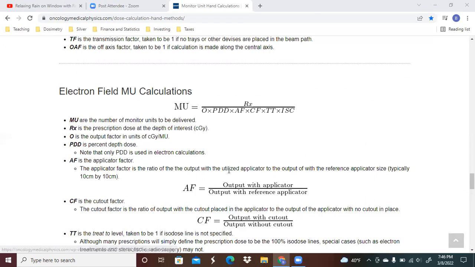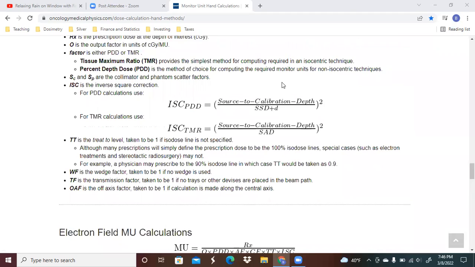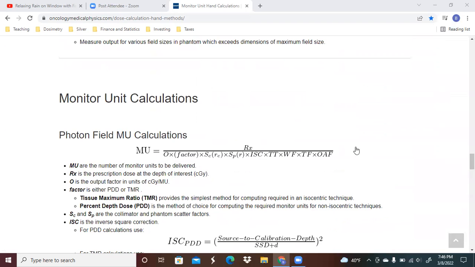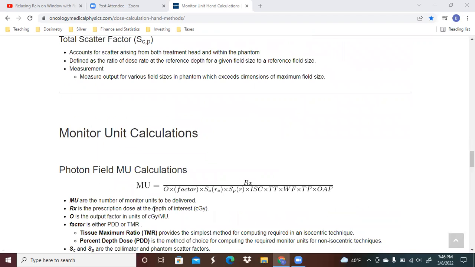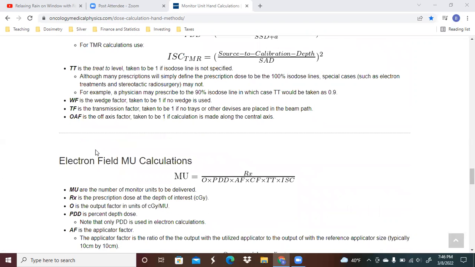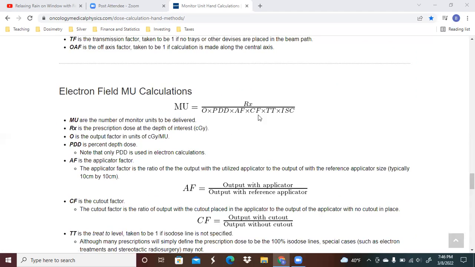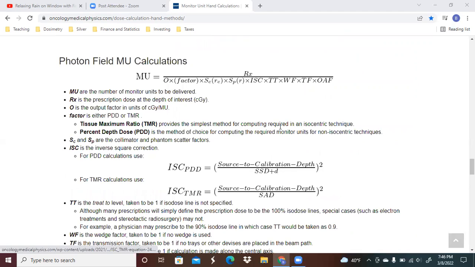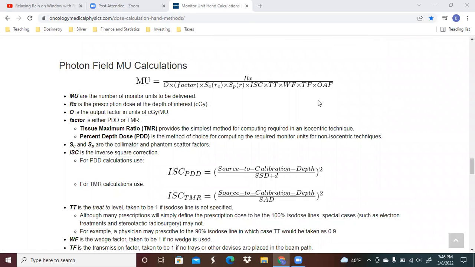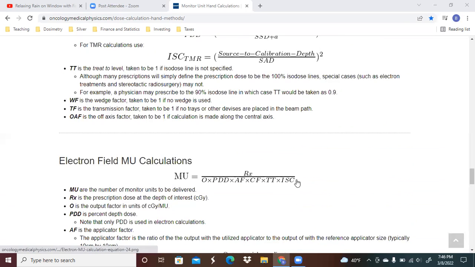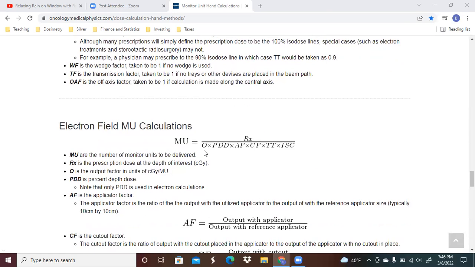One other thing here that we can go over, since what we were discussing here was the monitor unit calculation, this was for photon fields. This equation is for electron fields. You'll notice a lot of the same stuff. I wish I could put these side by side, but you'll notice quite a few factors here are missing. Like you don't have a wedge factor, you don't have an off-axis factor, and that kind of thing. You do have the output factor.